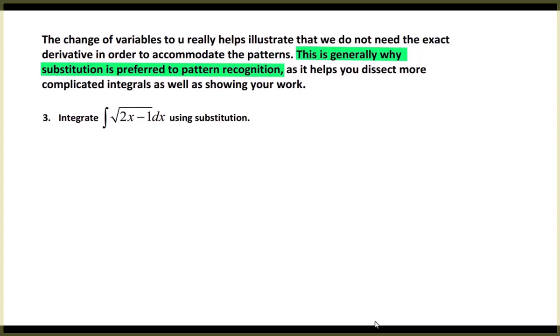Okay, we're going to integrate this. What would you say u is? Is it x squared minus 1? Is it 2x minus 1? Or sorry, 2x minus 1. That's what I would call u. That makes du this, right? All right. If we differentiate 2x minus 1, we get 2 dx.